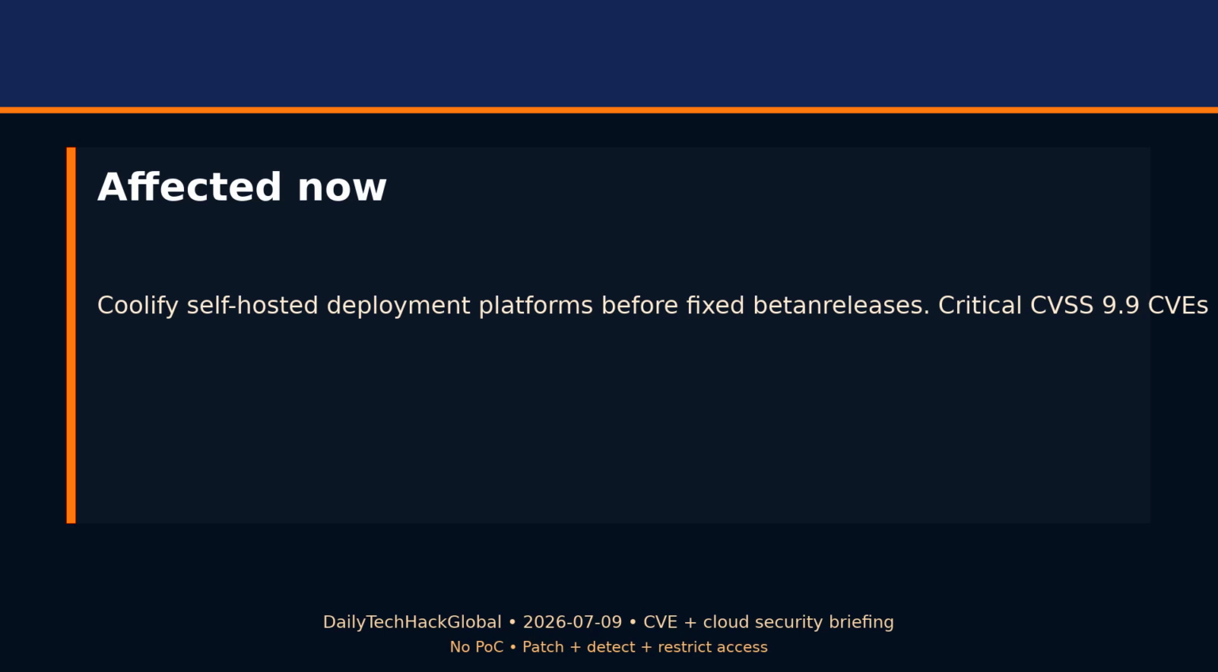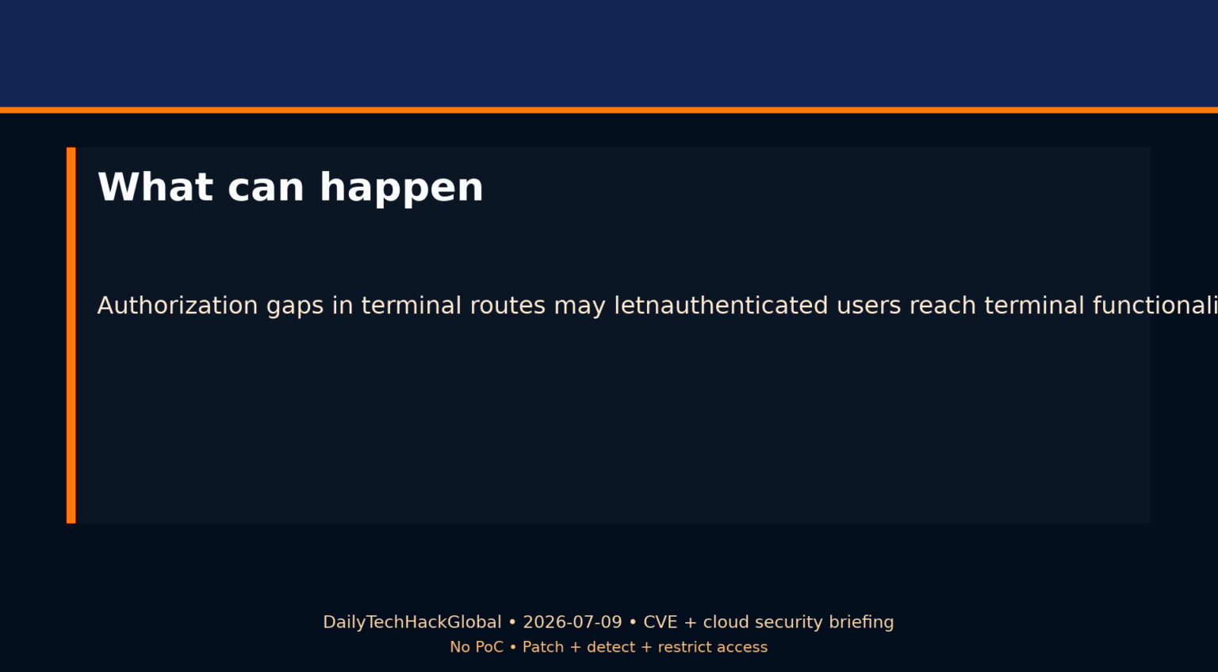If you run Coolify for self-hosted deployments, check your version now. Multiple NVD entries and GitHub advisories list critical Coolify flaws, including CVE-2026-34047 and CVE-2026-34048, both rated CVSS 9.9. The practical risk is unauthorized terminal access inside a DevOps platform that can manage servers, applications, databases, and deployment workflows. Patch to the fixed beta releases, review users and teams, and restrict management access.